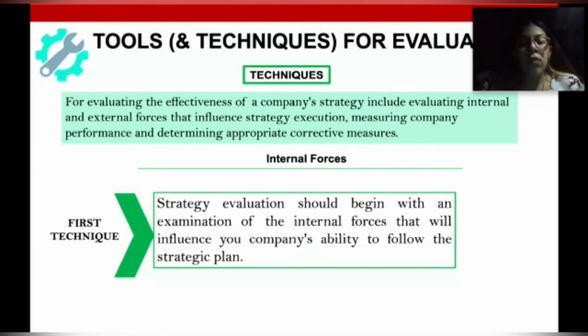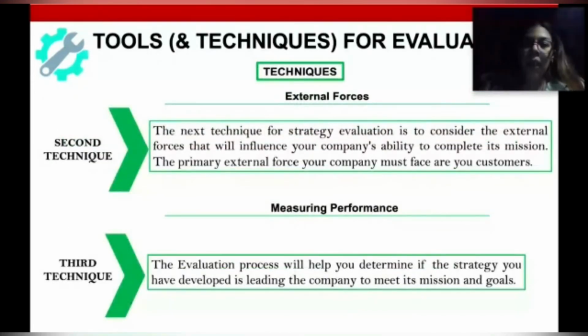The external forces, the second technique. The next technique for strategy evaluation is to consider the external forces that will influence your company's ability to complete its mission. The primary external force your company must face are your customers.